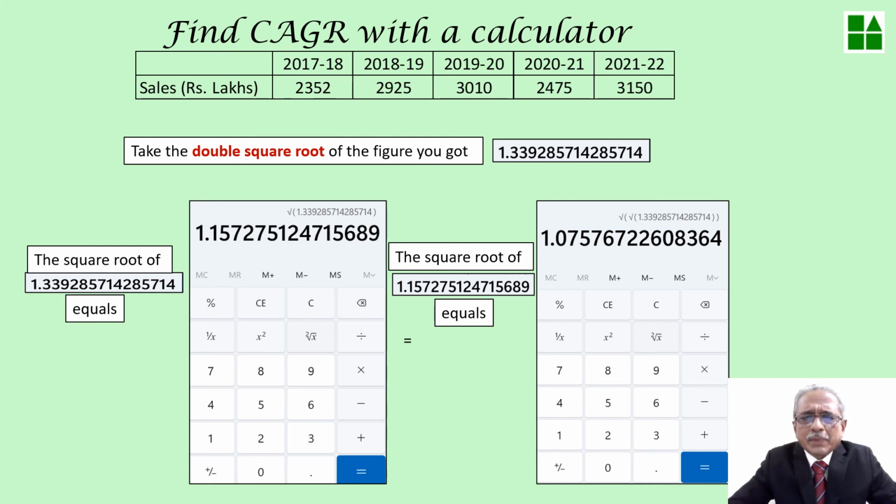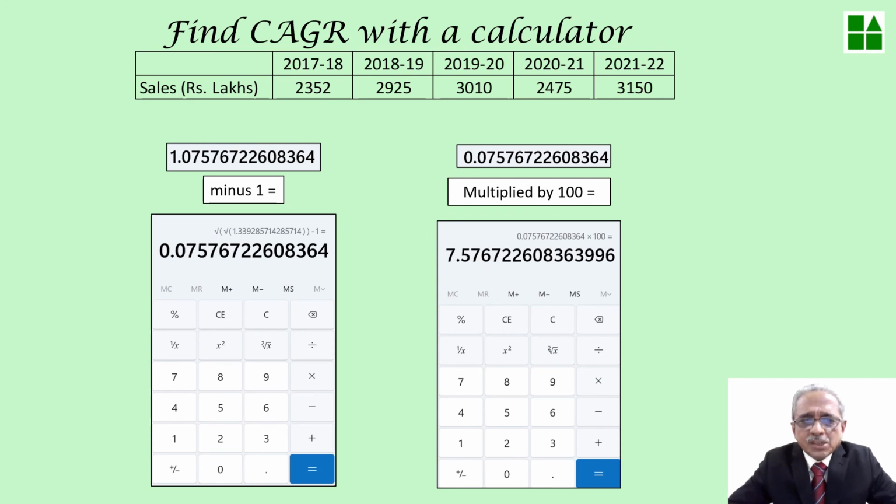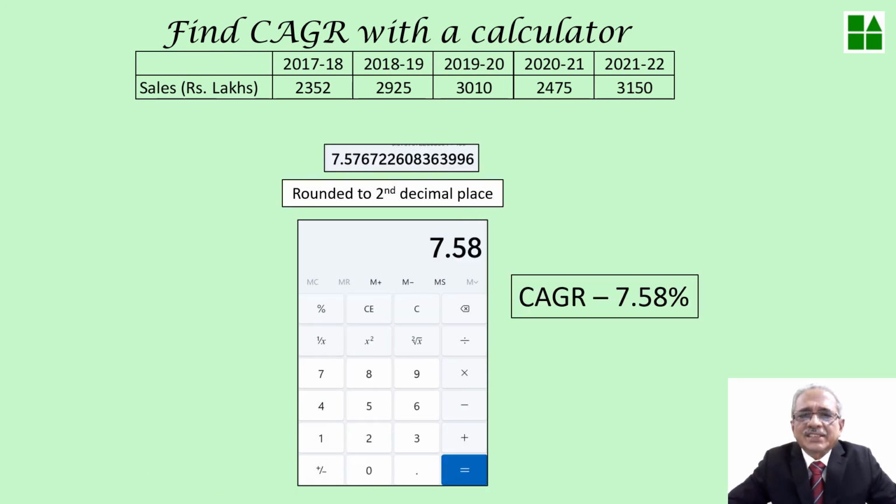So this is a very simple method. You just take the last period, divide it by the first period, take the double square root of that, then minus 1, you get 0.075767, multiply that by 100 and you get 7.5767. And 7.5767 rounded to the nearest decimal place is 7.58%. So this is very easy to calculate when you have 5 data points.